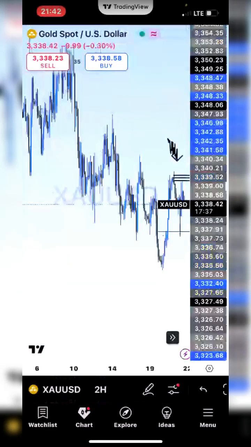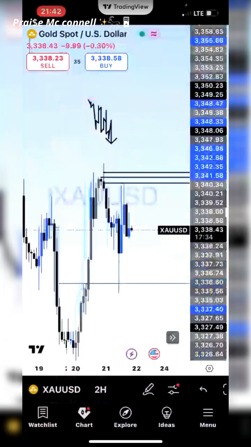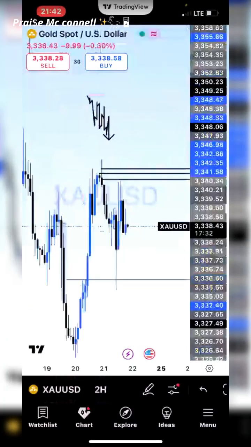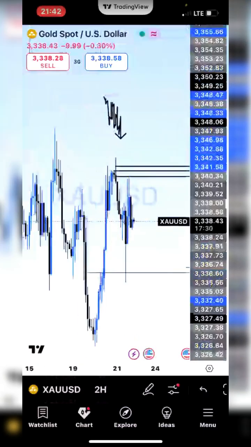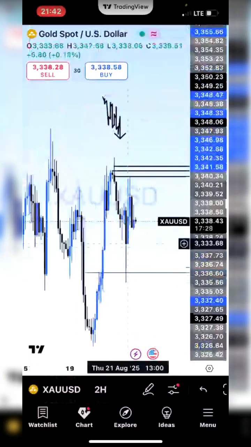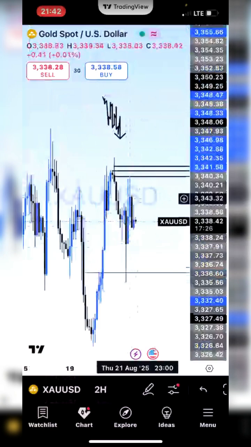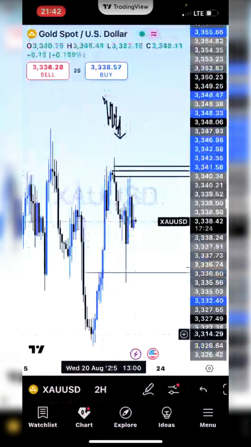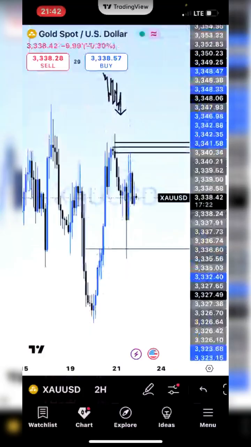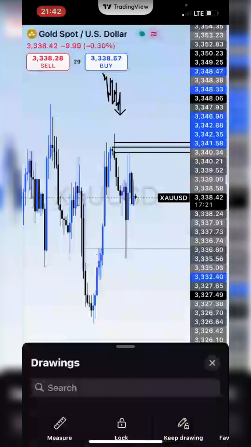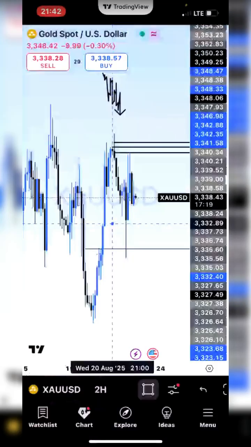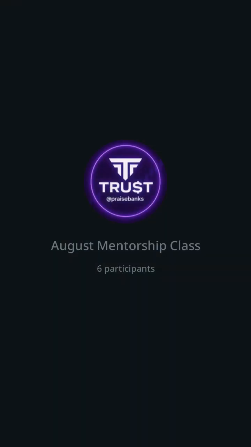So now that I'm on the 3 hours, you can see it's way easier to see. So I just know that here is a range, the low here, and then here and here. So in this range, there are only like two structure retests. The first one is here, the next one is here. So do you guys understand?